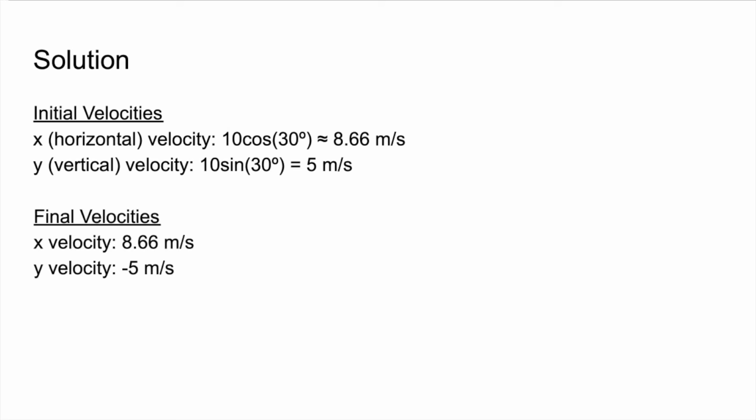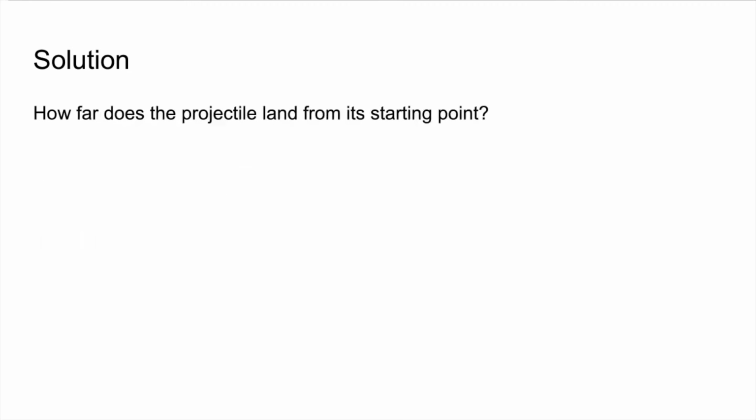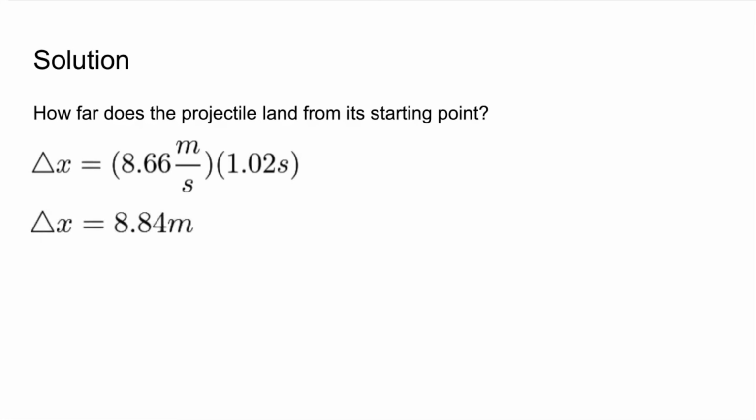Now we can use the third kinematic equation to solve for time. So we plug in all the values we know, and we get that time is equal to 1.02 seconds. And now we can multiply this by the horizontal velocity, which is 8.66 meters per second, and we get that delta x is equal to 8.84 meters.